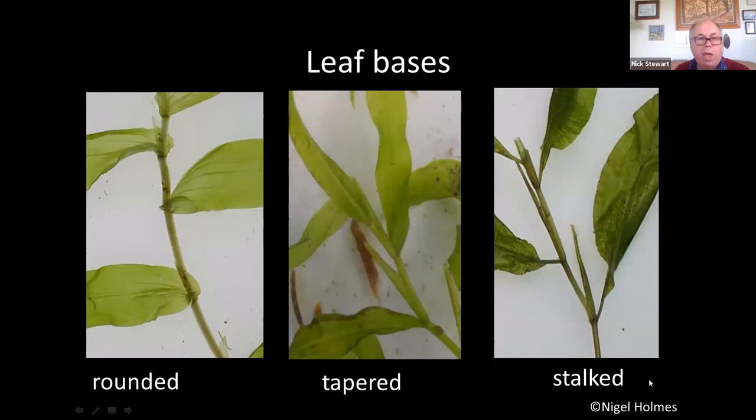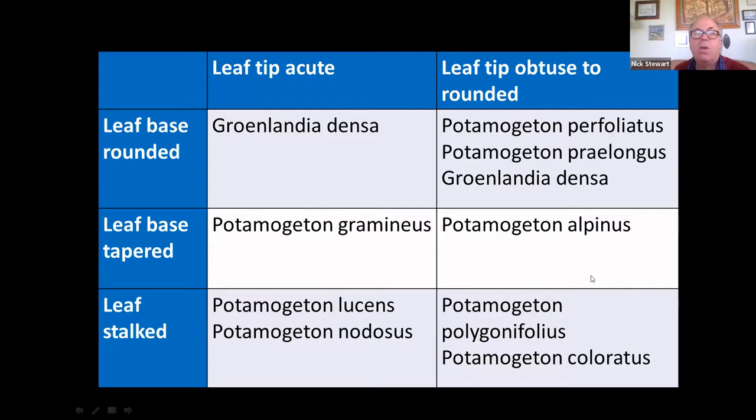And the leaf bases, what you're looking at is whether they're rounded at the base, or whether they're tapered at the base, or whether there's a stalk. And the stalks don't need to be very long. Sometimes they're just about half a centimetre or so, but you can see there's a distinct stalk here. And that takes you, as I say, into two, or in this case, three possibilities. But it narrows things down very quickly. And I'm going to work through these boxes. I'll start with the acute tipped ones, and then move on to the rounded tipped ones.